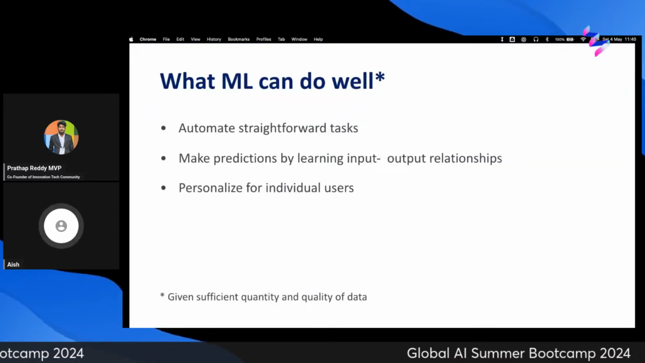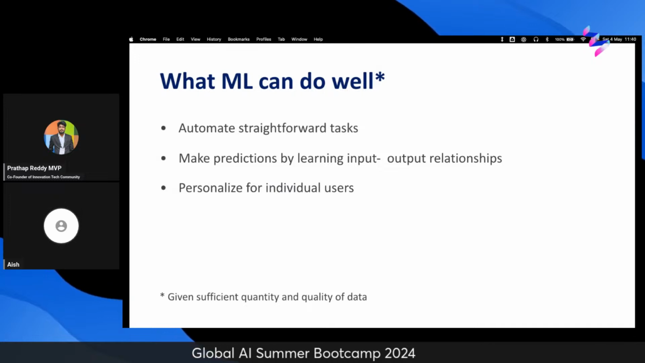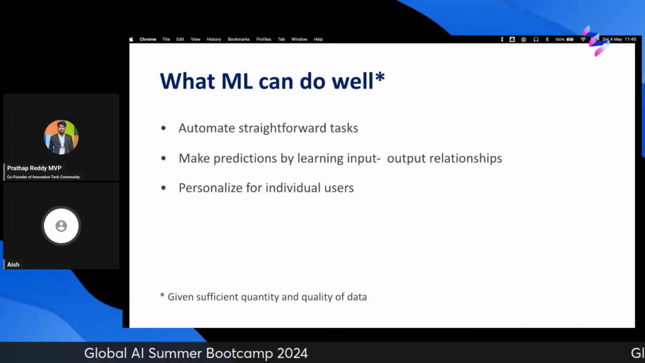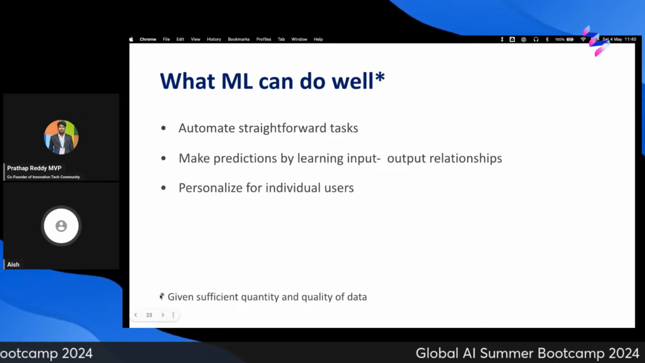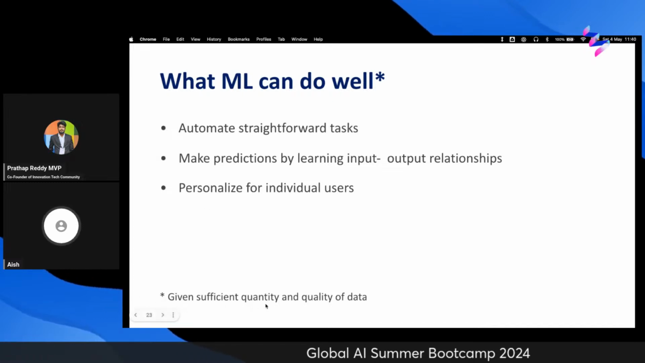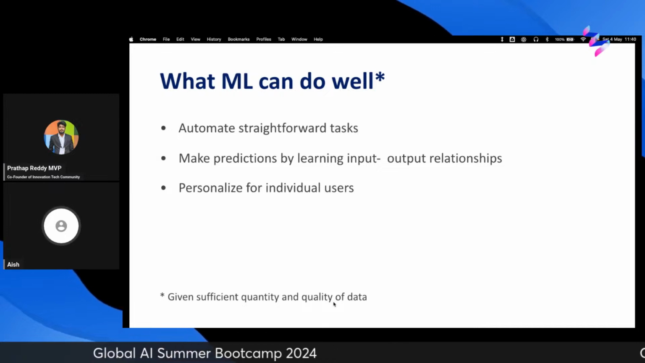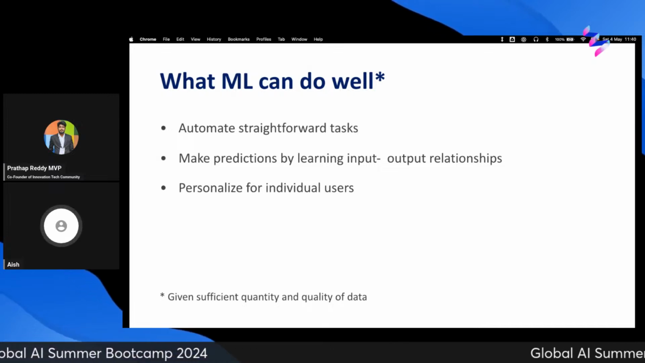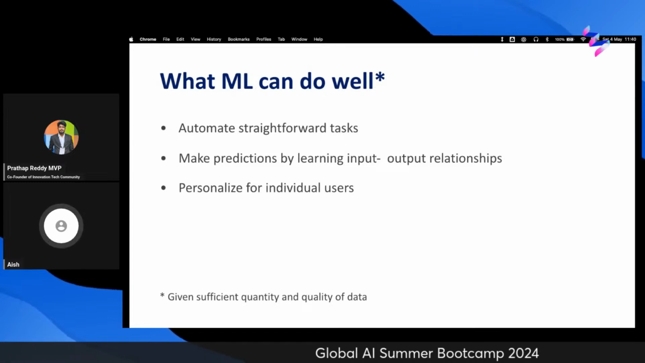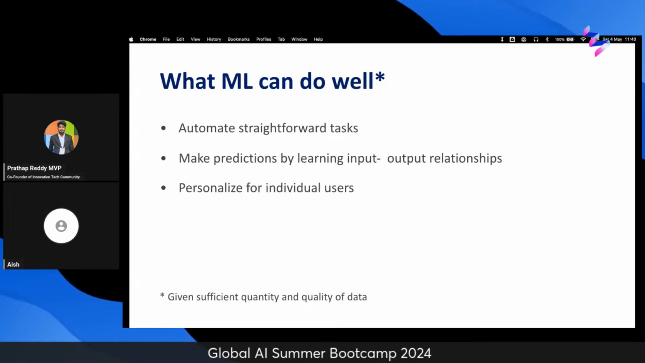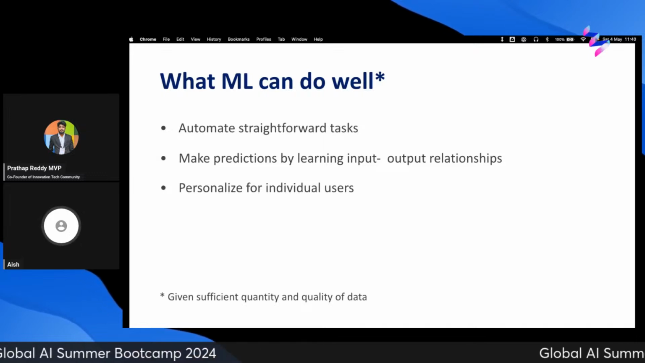Okay, so let's see what ML can and cannot do well. These are the things ML can do well: automate straightforward tasks, make predictions, and personalize for individual users. But this point is very important, star marked: given sufficient quantity and quality of data. For example, if your product has only 100 users, and you think that, hey, let me develop a recommendation algorithm over it.